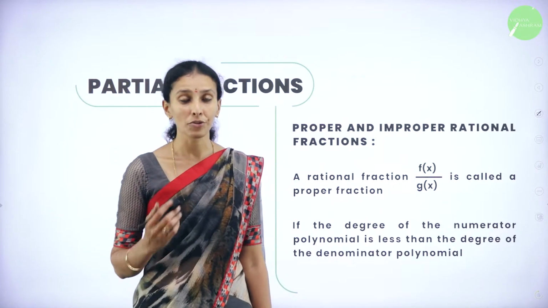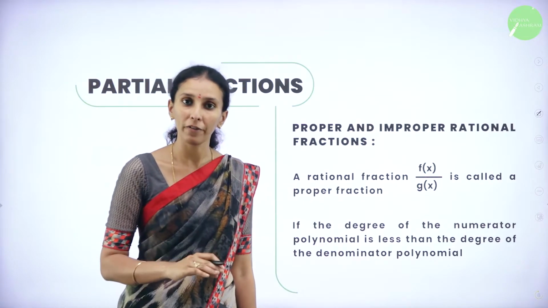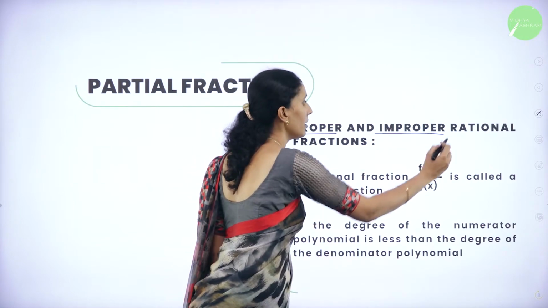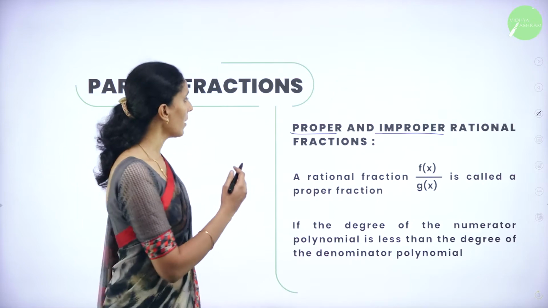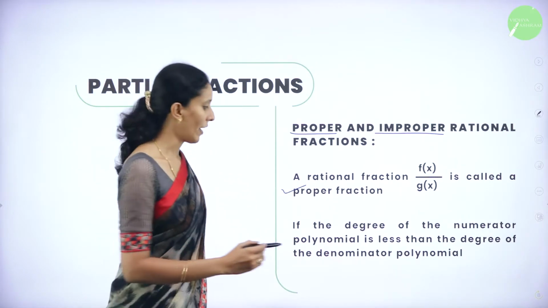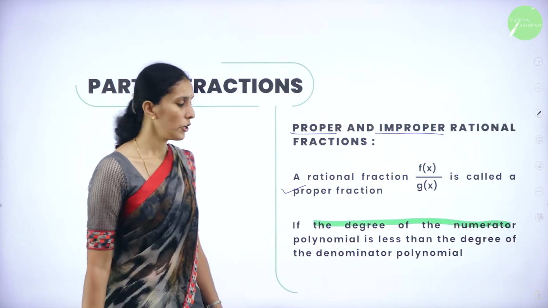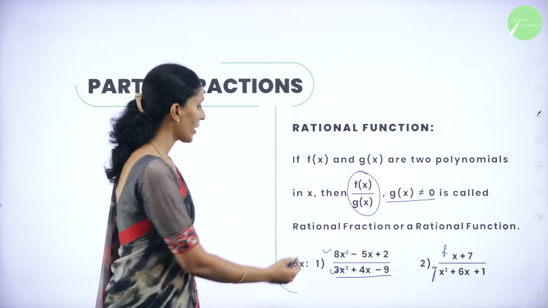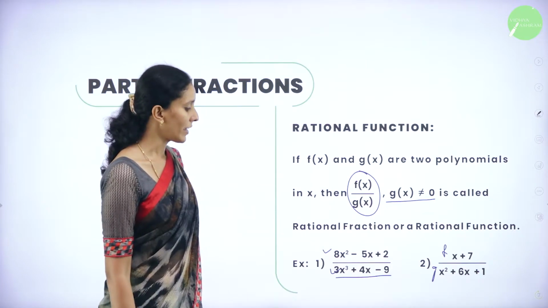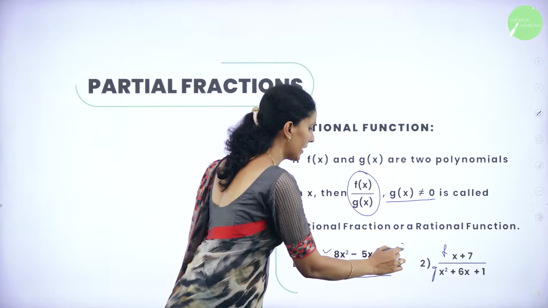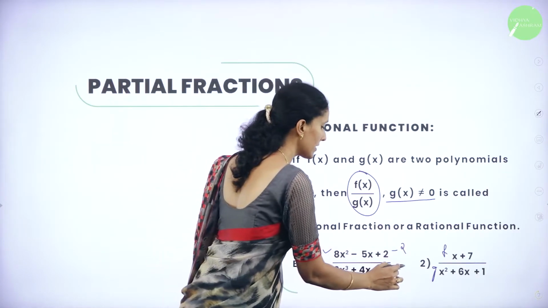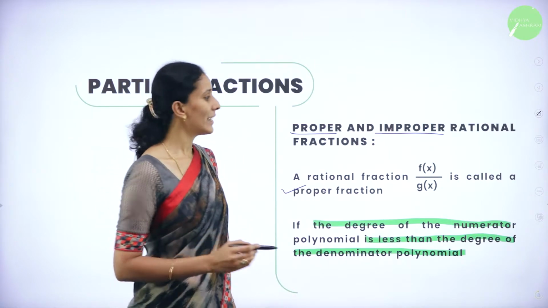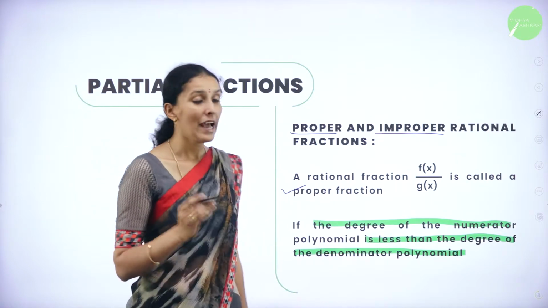Next, in rational functions, we have two types. Just as you have different types in fractions, that is proper fraction and improper fraction, in the same way we have them for rational fractions also. So we have proper and improper rational fractions. What do we mean by proper and improper fraction? In a proper fraction, the degree of the numerator polynomial is less than the degree of the denominator polynomial. Example 1: 8x square minus 5x plus 2. What is the degree of the polynomial here? Here it is 2. What is the degree of the polynomial here? Here it is 3. Whenever the degree of the numerator polynomial is less than the degree of the denominator polynomial, it is called a proper fraction or proper rational fraction.